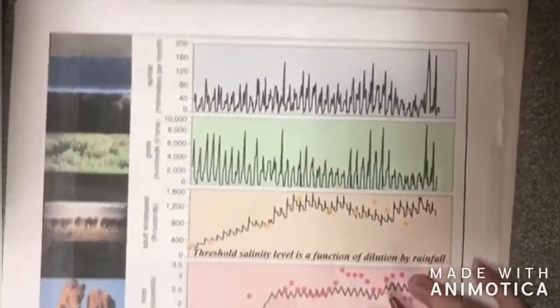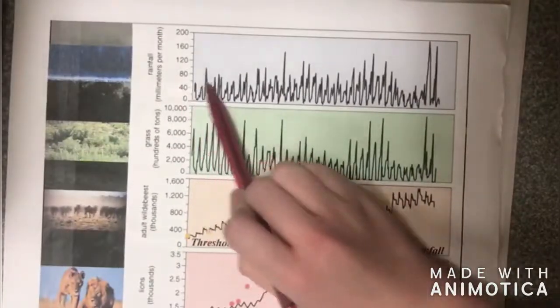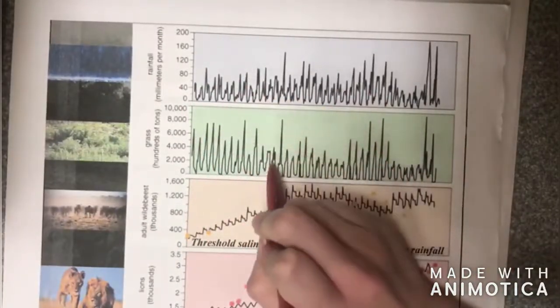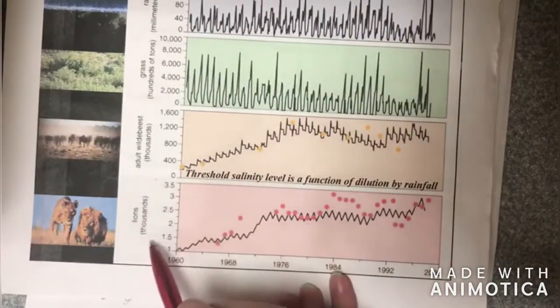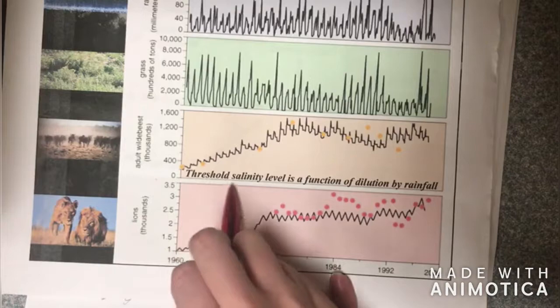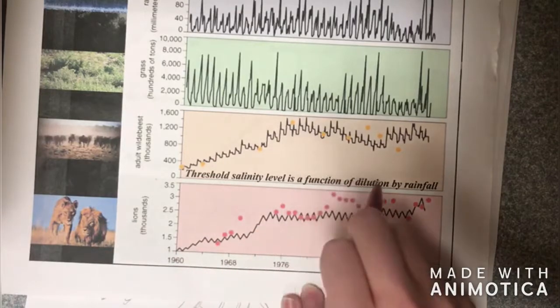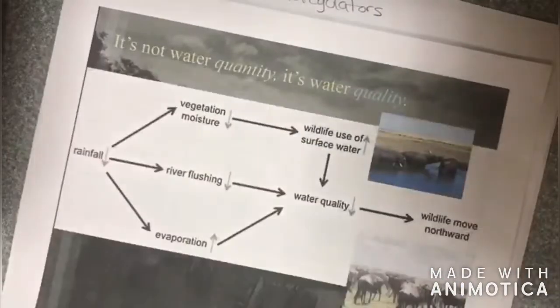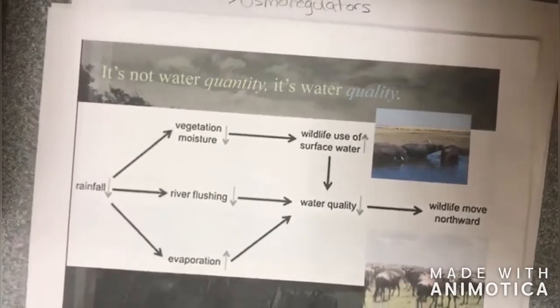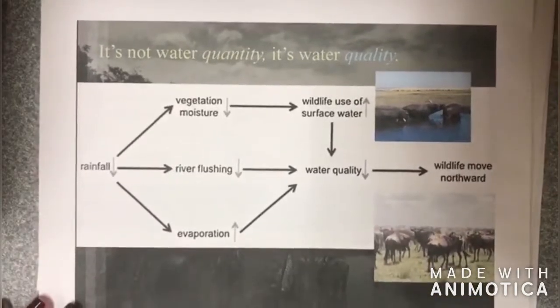This graph shows that there is definitely a correlation between the amount of rainfall and the amount of grass available, which also coincides with the number of wildebeest and its predators, the lions. But the main cause of wildebeest migration is the increase of water salinity, making it undrinkable. It's not water quantity, it's water quality that is important. Many factors affecting water quality have to come together to put this migration into effect.